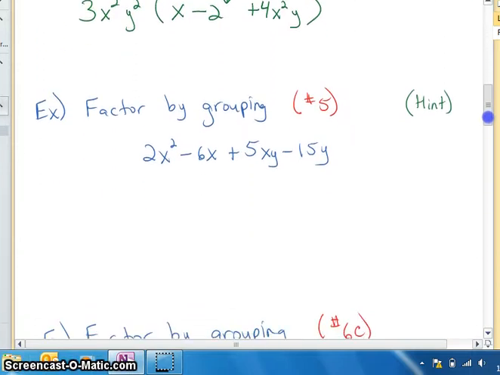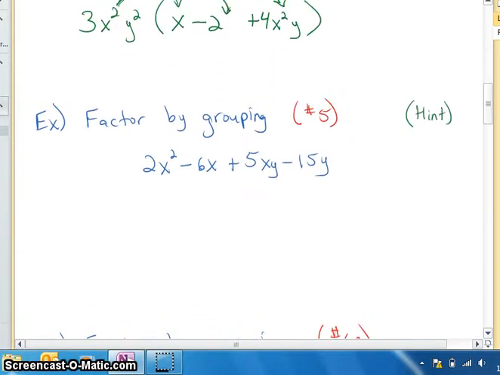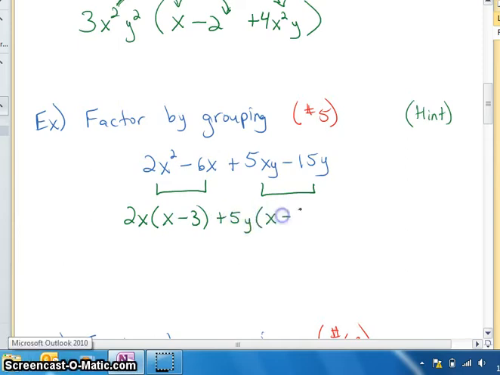Alright, what about factoring by grouping? So this is number 5 from your packet. So to factor by grouping, you want to look at 2 terms at a time. So what do these 2 terms have in common? What's their greatest common factor? Well, it's a 2x. Left over is x minus 3. Then what do these 2 things have in common? A positive 5y. What's left? X minus 3. So I did that.